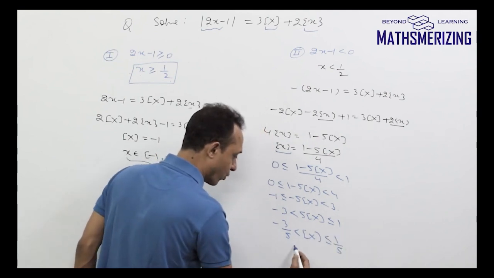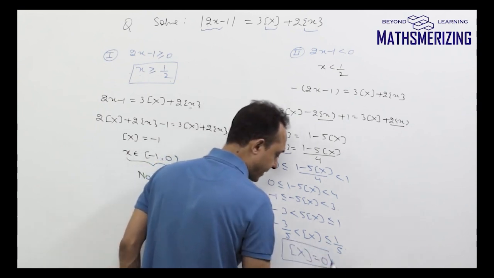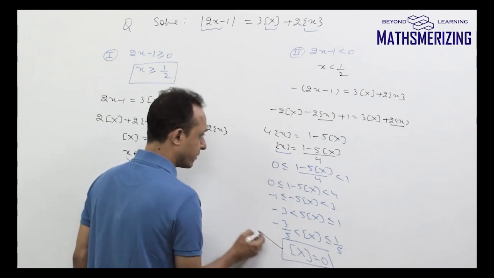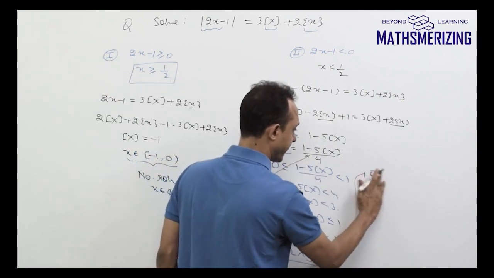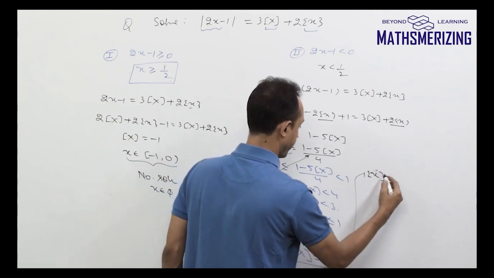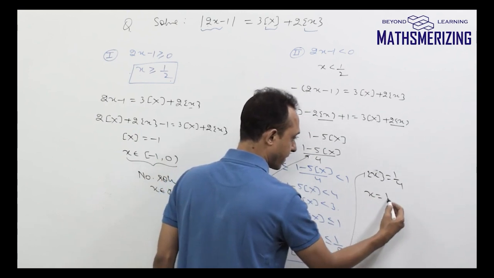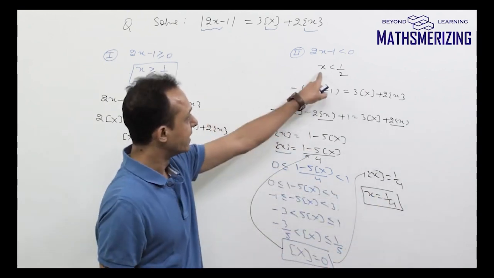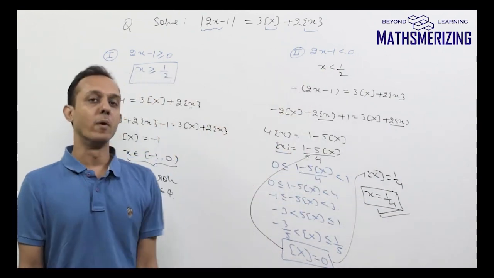So the only integral value possible in this case is the value of greatest integer function of x. It should be 0. Now if I put the value of greatest integer function of x as 0, I'll get the value of fractional part of x as 1 by 4. So the value of x is 0 plus 1 by 4, that is 1 by 4. Now 1 by 4, it lies in the interval. So the only answer possible in this case is x equals 1 by 4.